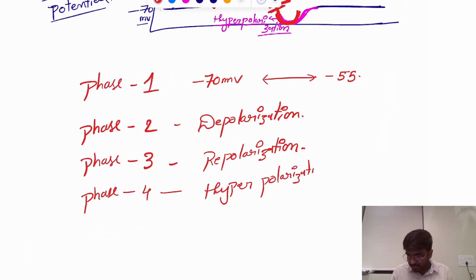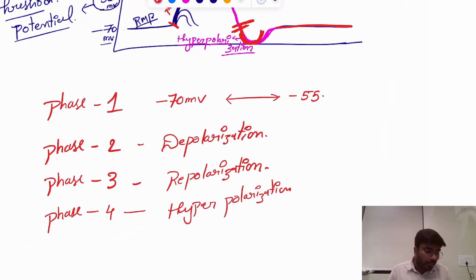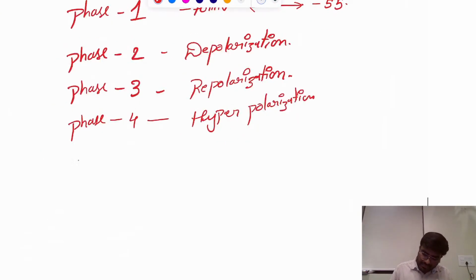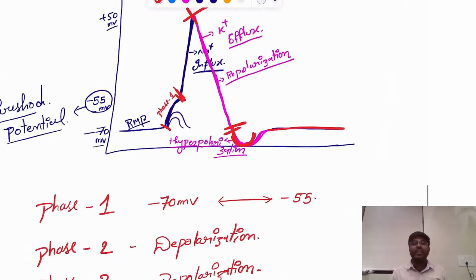Hyperpolarization. After hyperpolarization, what is happening? Again, it is coming back to the resting membrane potential. So that is called phase 5. Phase 5 is RMP, the resting membrane potential. So these are the 5 phases in the action potential of a neuron.